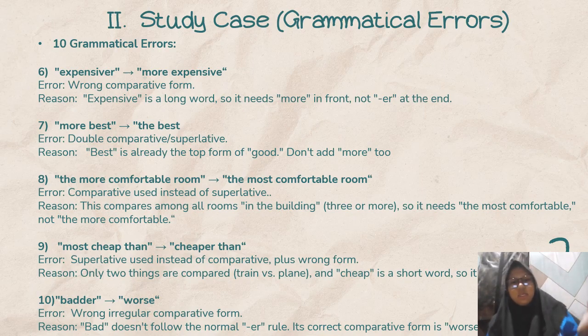Nine, most cheap than. It should be cheaper than. It's wrong. It uses a superlative instead of a comparative. The reason is only two things are compared, plane versus plane, and most cheap is not a word.